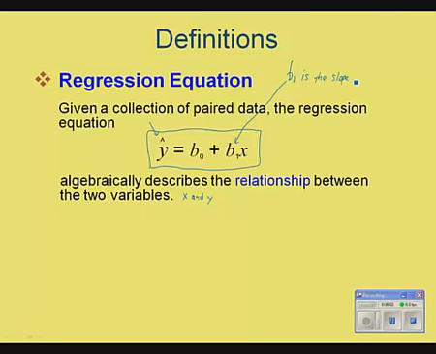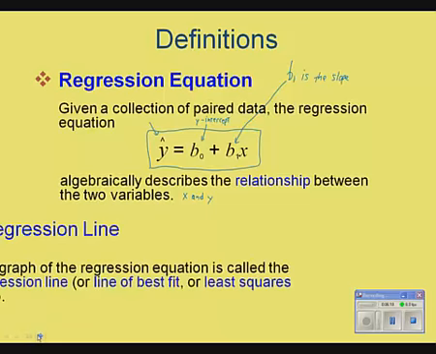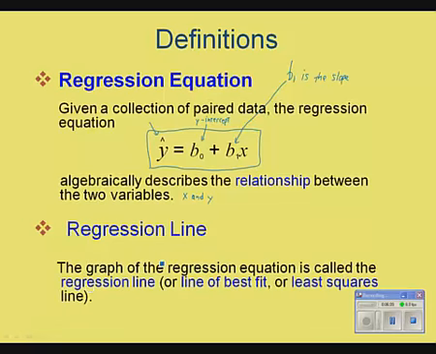It's in front of the X. B0, that's the y-intercept, if you want. Why our book decided to write it this way, I have no idea. But they did. Okay. The graph of the regression equation is called the regression line or line of best fit or least squares line. I already gave you all those words. All right. That's fine.